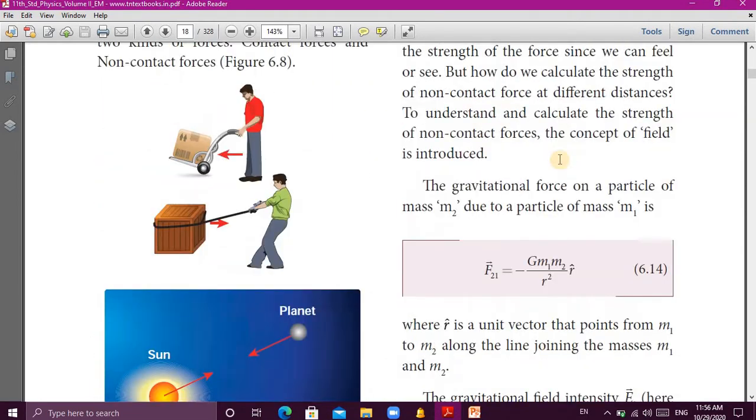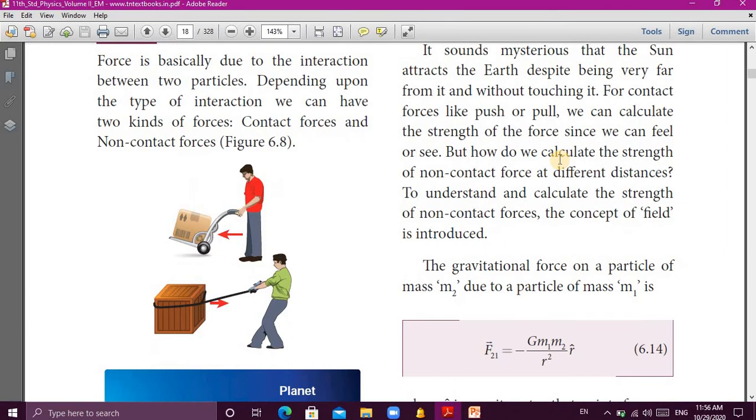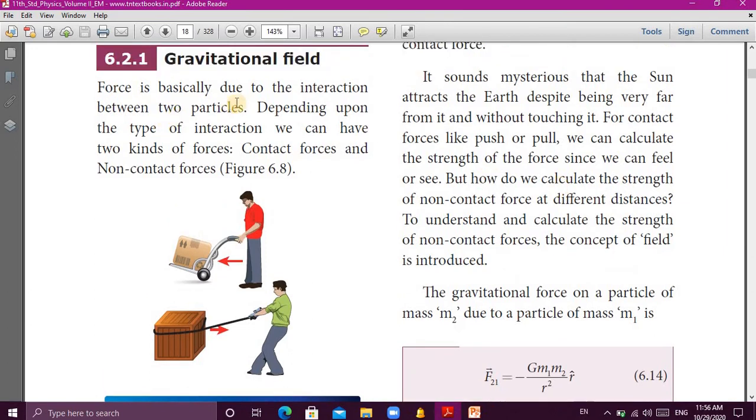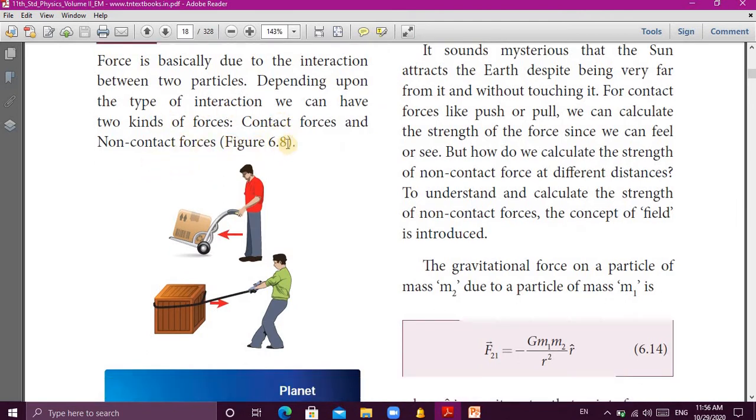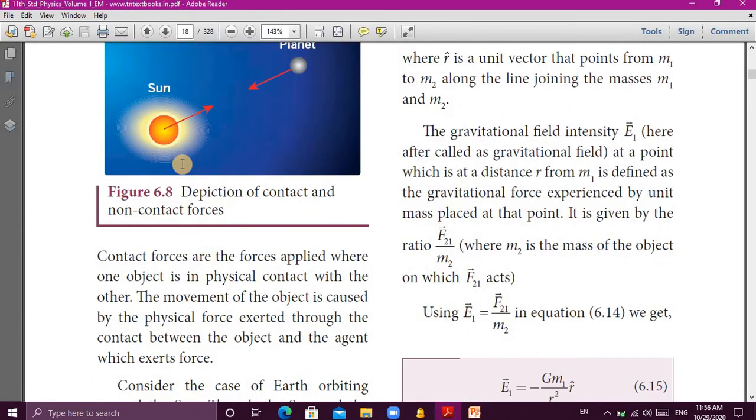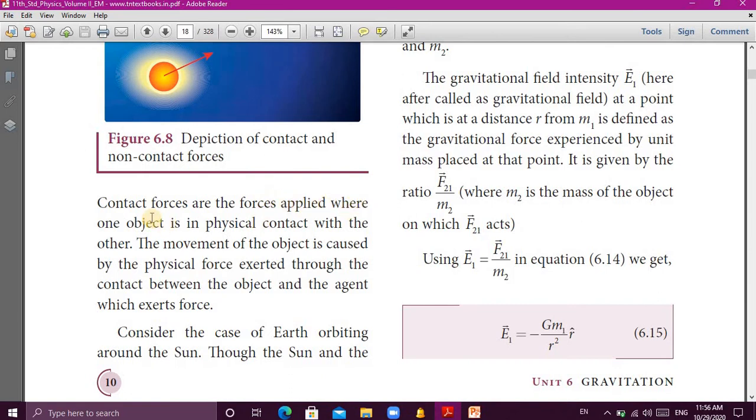Force is basically due to the interaction between two particles. Depending upon the type of interaction, we can have two kinds of force, contact force and non-contact force. So this is an important thing. There are two kinds of force acting on the gravitational field, contact force and non-contact force. Contact forces are the forces applied where... what is meant by contact force?